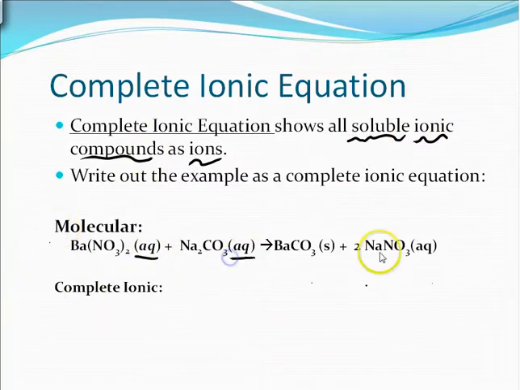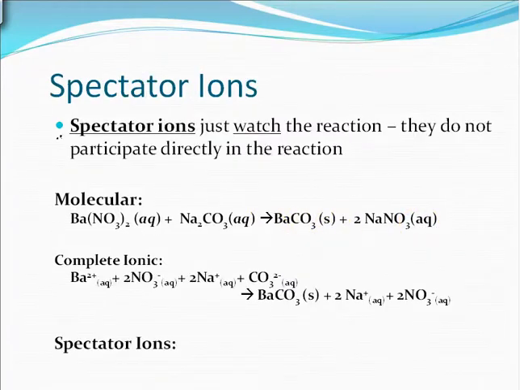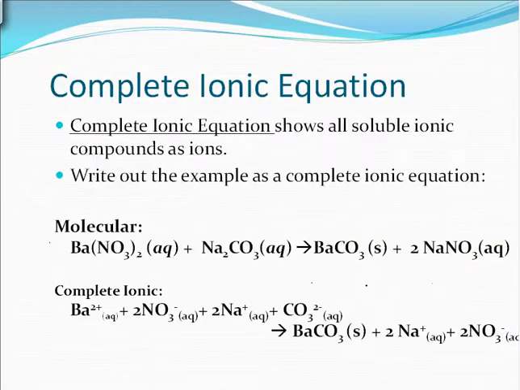Anything that is aqueous we will write as its charged ions. Anything that is solid we will not. So it would look like this. The barium nitrate would break up into one barium and two nitrates, each of which are aqueous and have charges. You have to write the charges in. The sodium carbonate would break up into two sodiums and one carbonate.